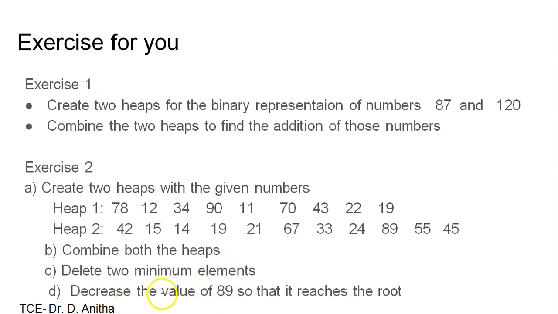Then try doing the decrease-key operation: decrease the value of 89 so that it reaches the root. We have already talked about decreasing the key in the previous binary heap class, so you can find how 89 reaches the root. With the answers for these questions, please come to the class on coming Wednesday, that is on November 4.